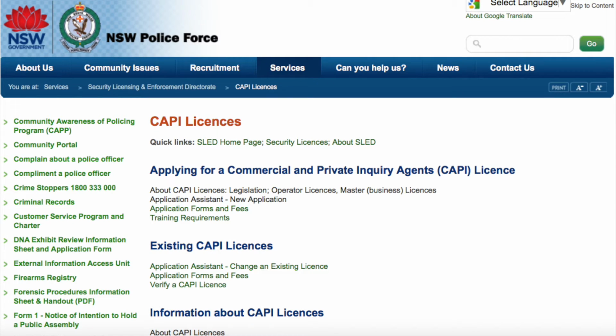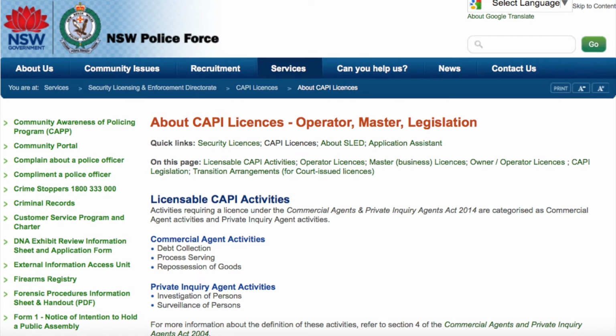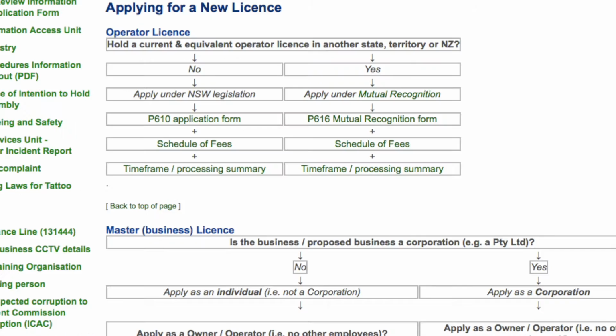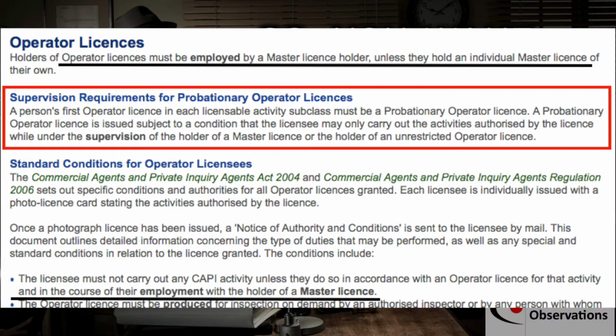The easiest way to find the information I'm talking about today is to go to the New South Wales Police Force website and look for the Security Licensing and Enforcement Directorate page, where you'll find all the forms and the information you require. The PI licenses in New South Wales are divided into two main categories. The first being an operator license, and the second is a master license. The operator license is further divided into two categories, being a probationary license and an unrestricted license.